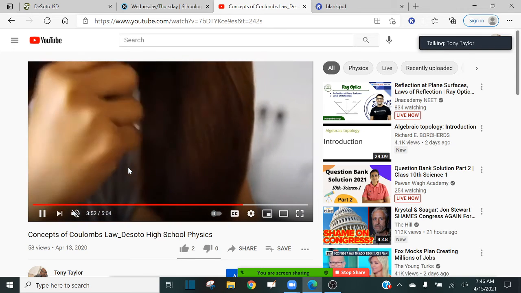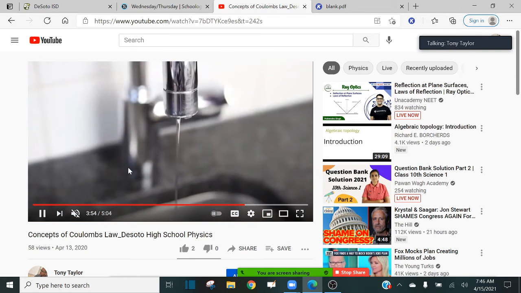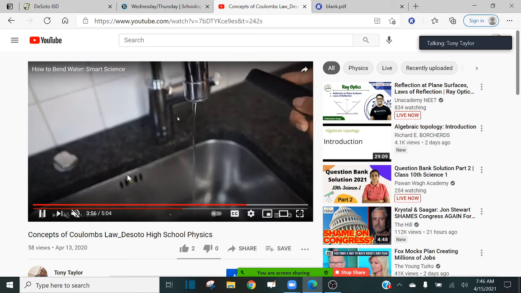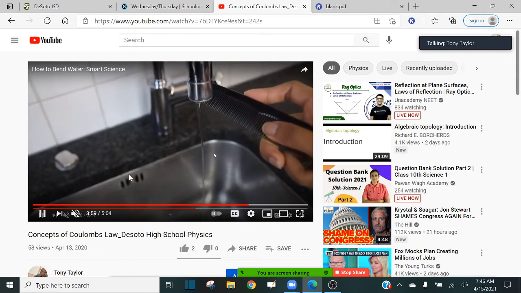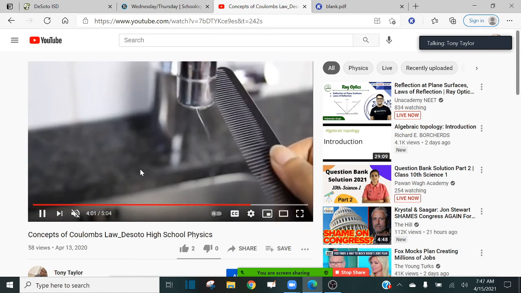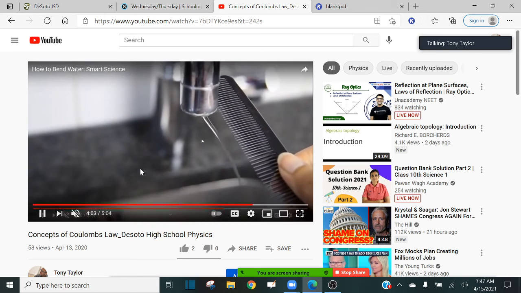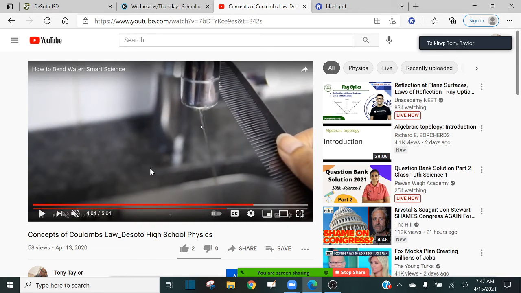So the question is, guys, what's actually going on here? How is the water bending? In other words, notice how the water is being attracted to the comb. Y'all can clearly see that. And again, this is really cool to try out yourselves. Well, I want you guys to think about what's happening here.